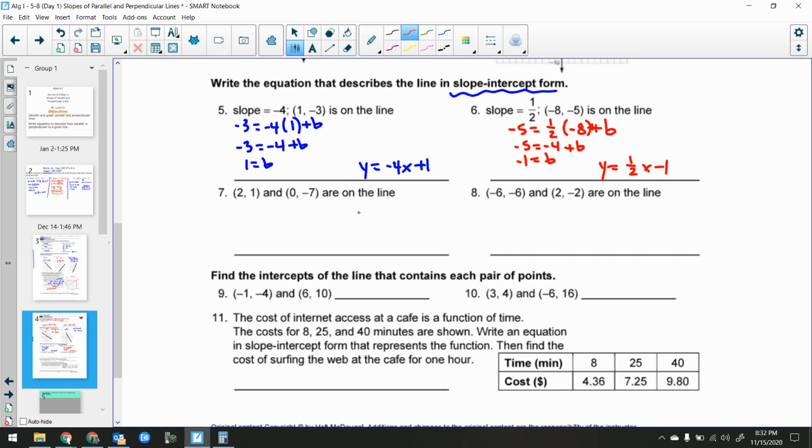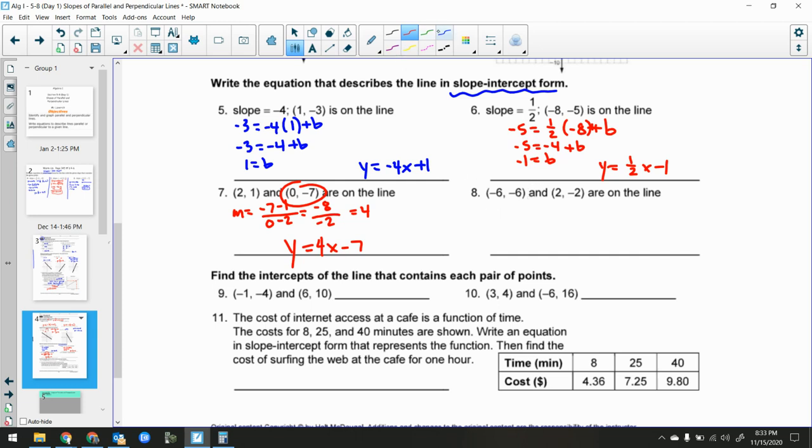All right, now I have to find the slope here. I have to find the slope. So we say negative 7 minus 1 over 0 minus 2. So negative 7 minus 1 is a negative 8. 0 minus 2 is a negative 2, so that gives me a positive 4. Now, this is unique for this one. That's the y-intercept. So I can just say minus 7. That one I'm not going to be able to do so much.